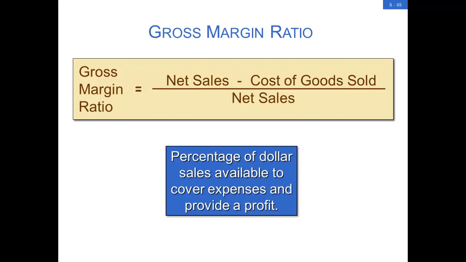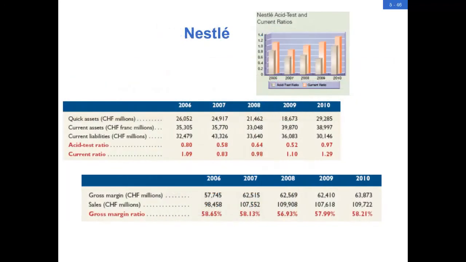The slide here shows the information about Nestlé for the fiscal years from 2006 to 2010. For Nestlé, the gross margin ratio was consistent for the 5-year period at about 58%, but dipped slightly to 57% in 2008 to cover all other expenses and still produce a profit. This decrease is an important signal to the management. Success for merchandisers such as Nestlé depends on adequate gross margin.